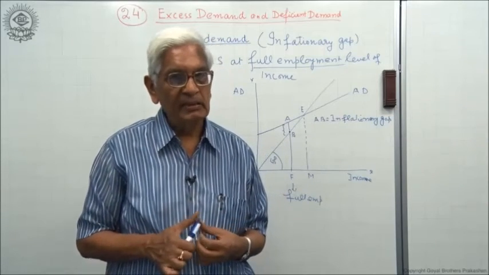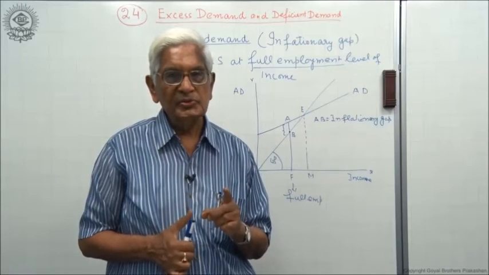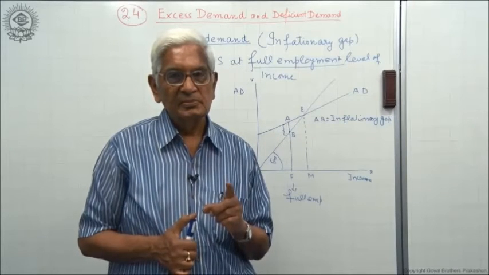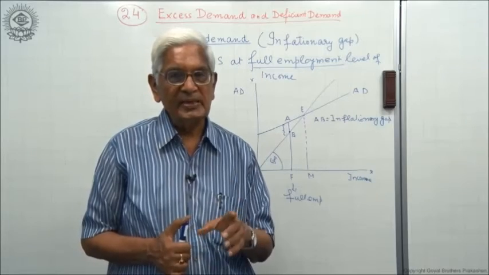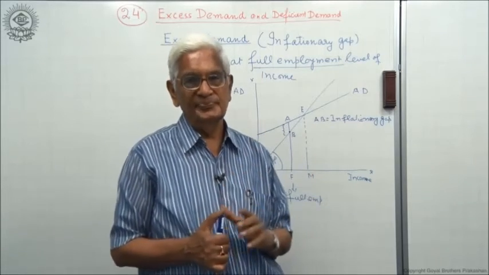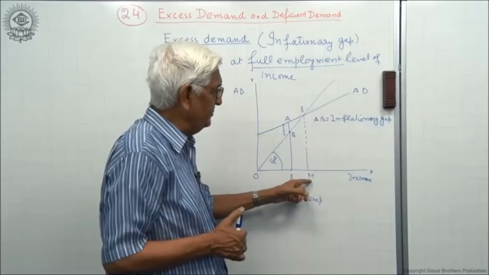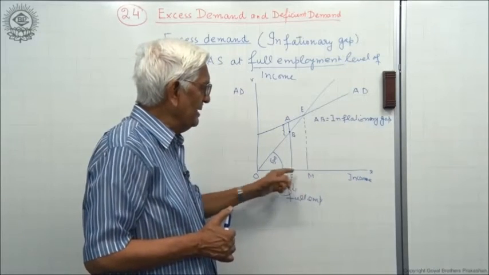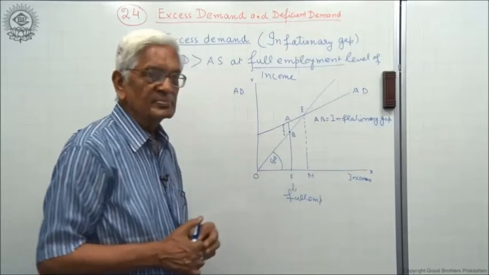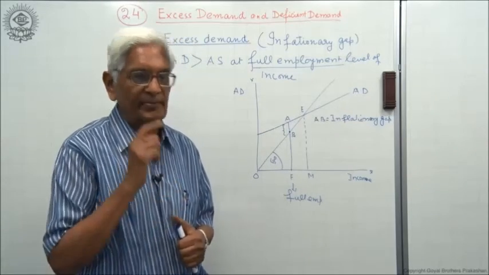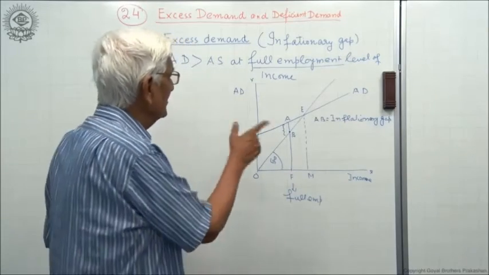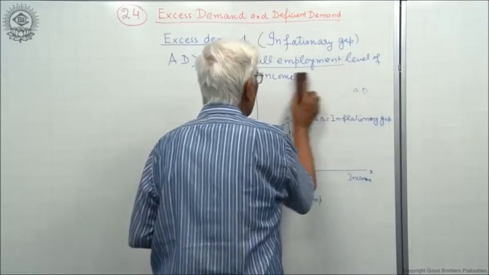This is how we can show it on the diagram. Keep in mind, if we want to show inflationary gap, it must be to the left of the equilibrium. Equilibrium is at M. Any point to the left of M will show inflationary gap.